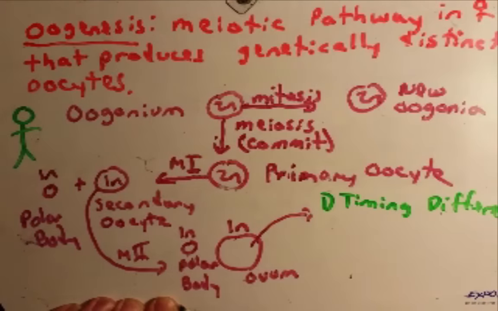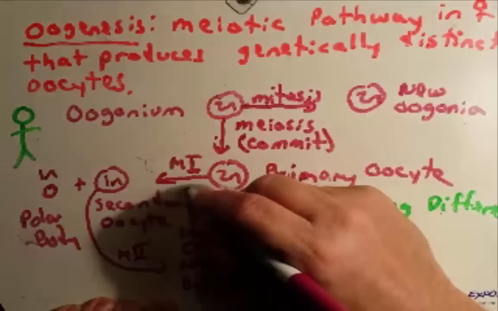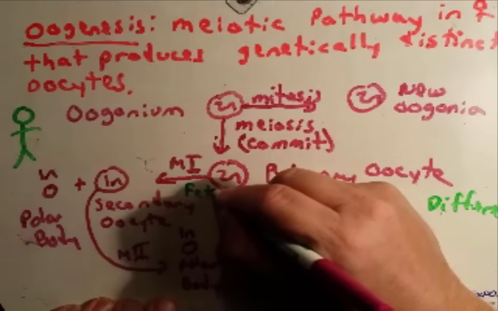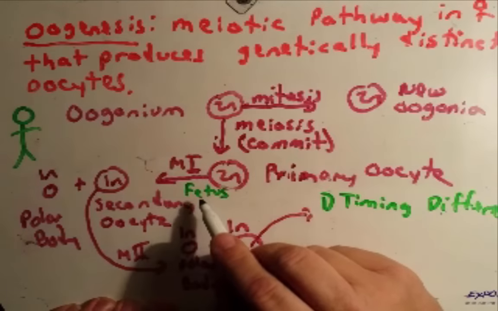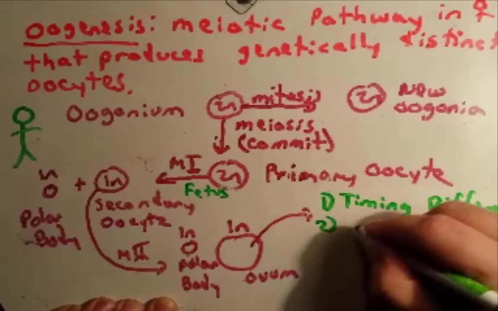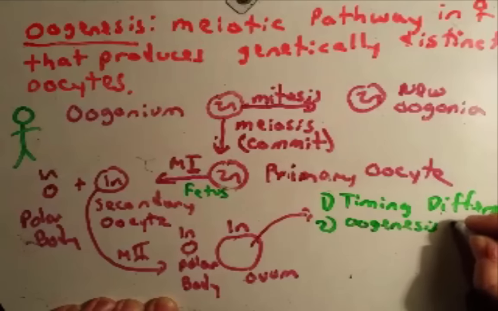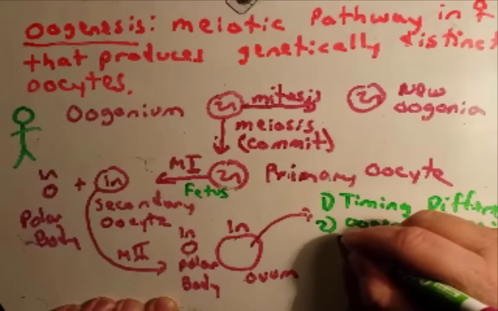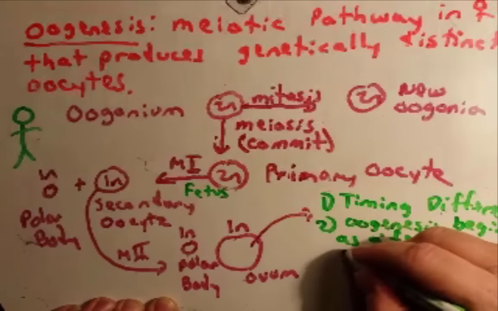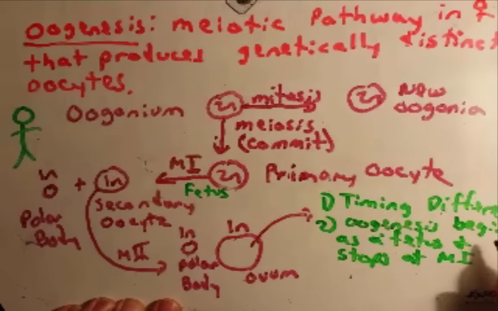This process of oogenesis begins as a fetus, but it stops at meiosis 1. So I'm going to write fetus here, and in your notes, you're going to have a little bit more room than I am. Indicate that oogenesis begins in the fetus. I'll write it over here. Oogenesis begins as fetus and stops at meiosis 1 in humans. Other animals will have different places where they stop.